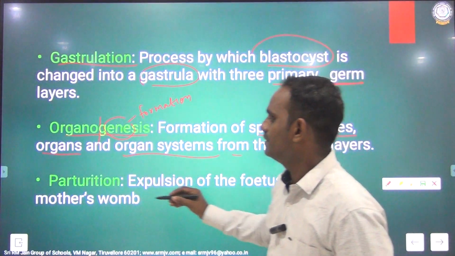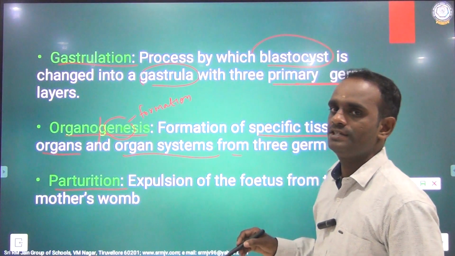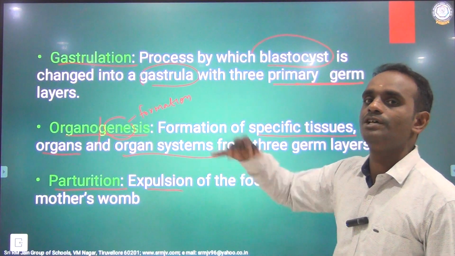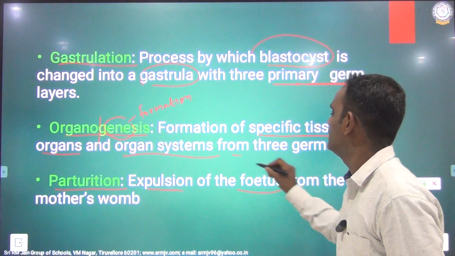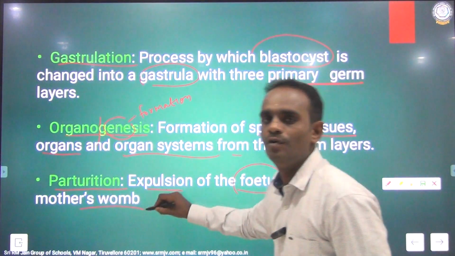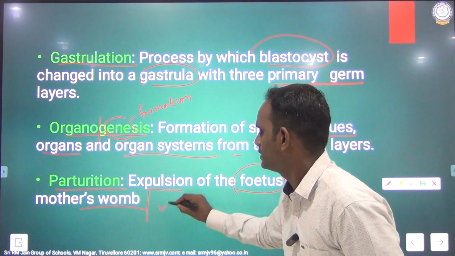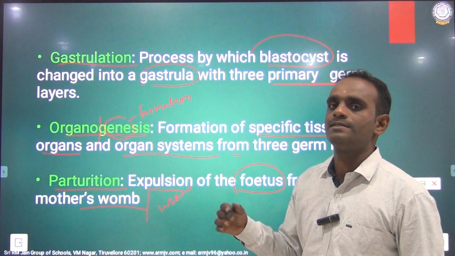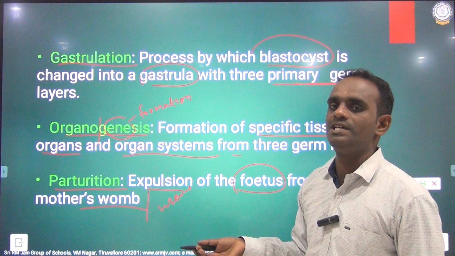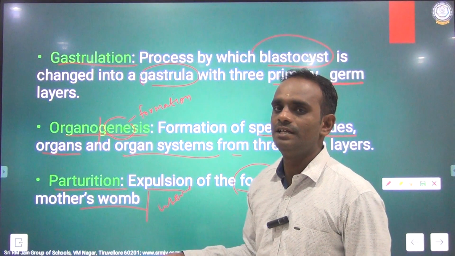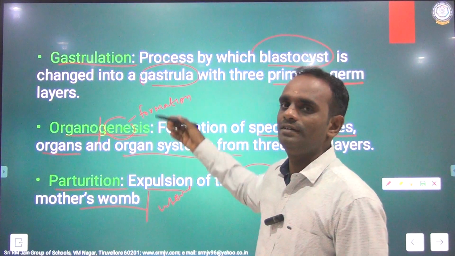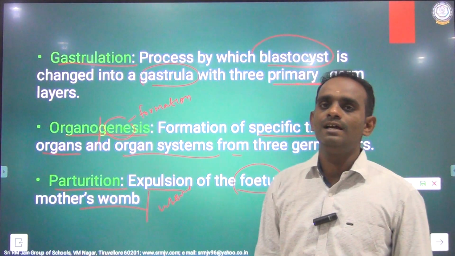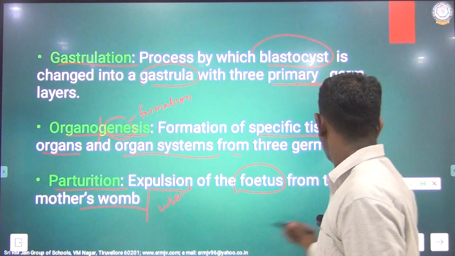The last one is parturition. Parturition is nothing but expulsion, that is, coming out from the mother's womb. Expulsion of the fetus from the mother's womb. Mother's womb is nothing but the uterus. So parturition is a process of expulsion of the fetus from the mother's womb. So these are the reproductive events that occur in the human reproductive system.